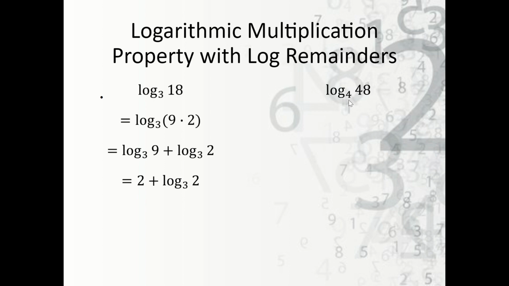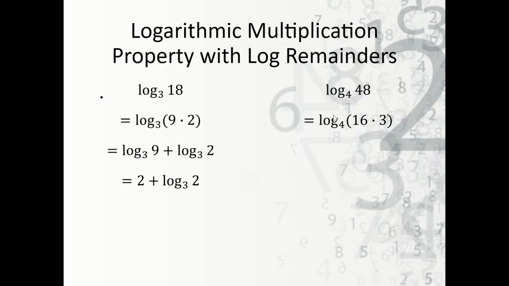Now here we have log base 4 of 48. So we're going to rewrite this as log base 4 of 16 times 3. And you could do 4 and pull that out, and then you would recognize that there was another 4 that you could pull out as well. So you just keep adding stuff in. But the simplest form from the beginning is to make this log base 4 of 16 times 3.